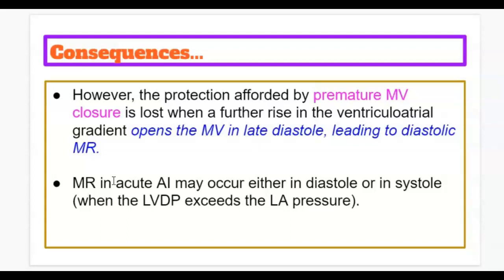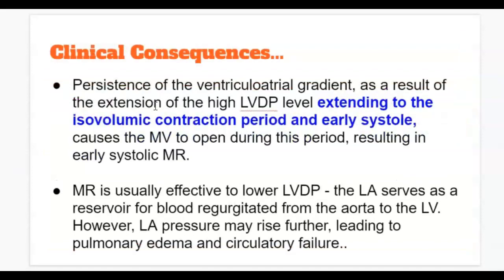phenomenon. So mitral regurgitation in acute AI may occur either in diastole or systole whenever the end diastolic pressure in the LV exceeds the LA pressure. So persistence of this gradient as a result of the extension of the high end diastolic pressure through the isovolumic contraction period in early systole causes the mitral valve to open during this period, resulting in early systolic MR. And it's usually effective to lower. MR is helpful because it lowers the left ventricular diastolic pressure.